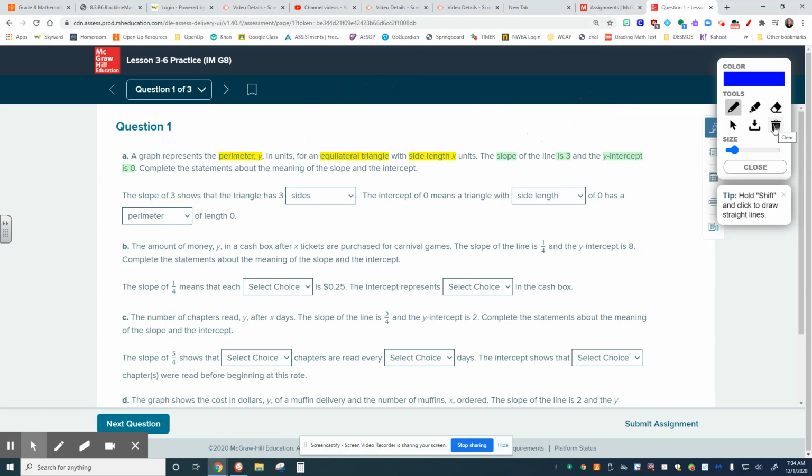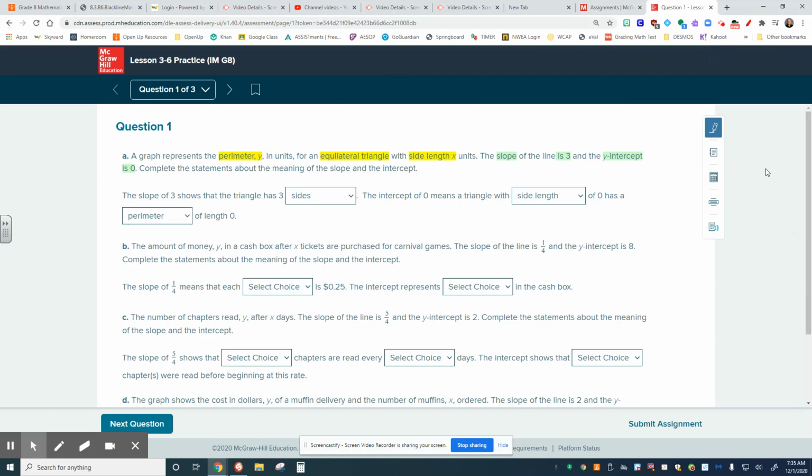We'll continue through these different problems using the same or similar situations where we want to identify what the y represents in a cash box after x tickets, what the x represents, and then recognize what the slope of the line is and what the y-intercept is, and what these things actually mean. The slope of 1/4 means that each blank is 25 cents.